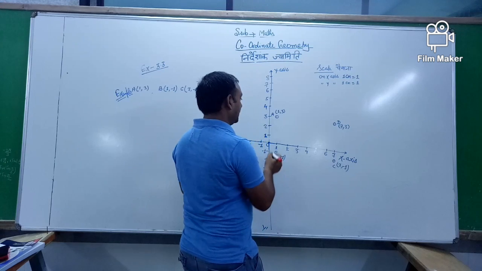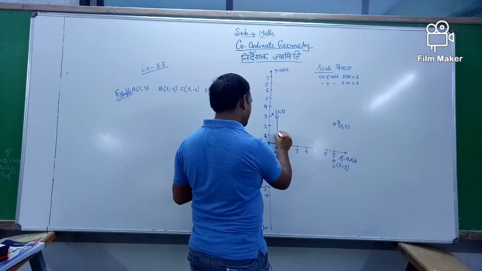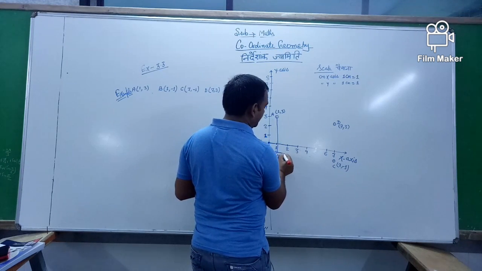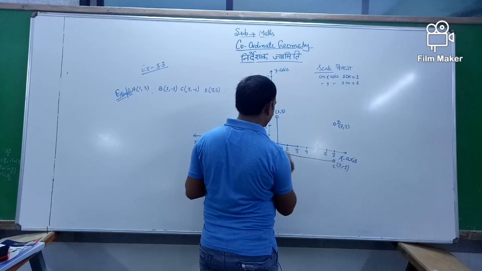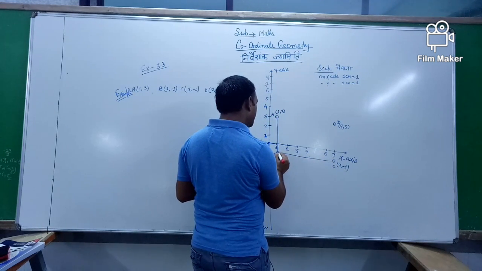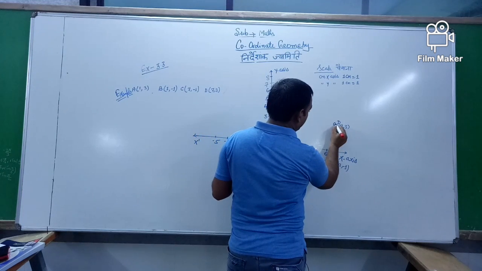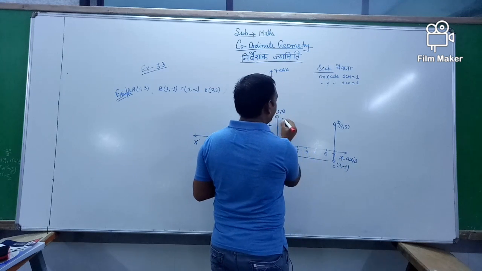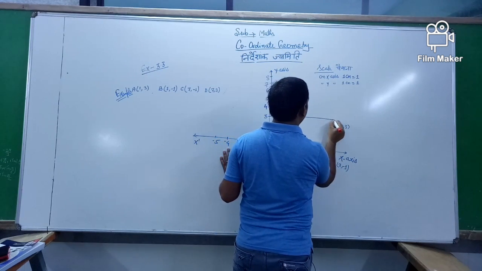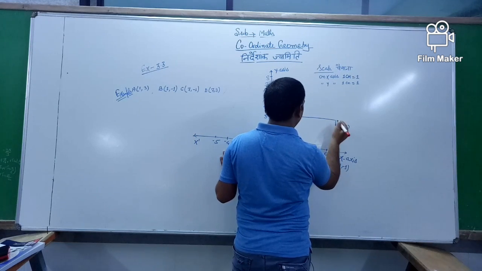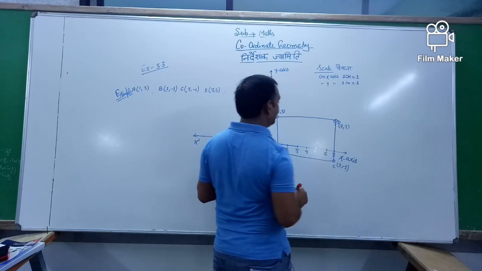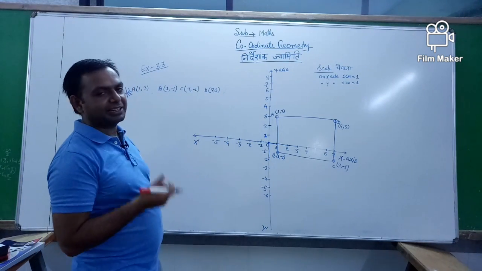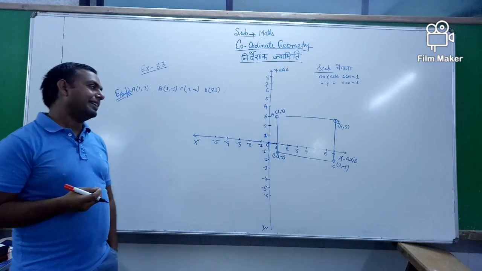If you join these points in order, first I join A to B, then B to C, then C to D, then D to A. You see which type of figure is created here. Okay, so you see that it is a rectangle.